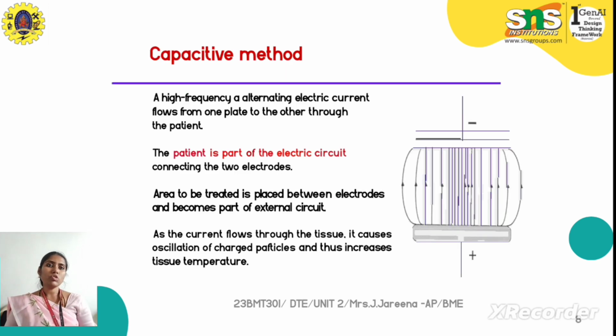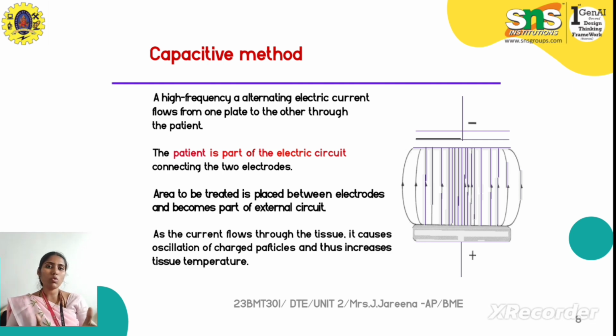So in capacitive method here we will be using two electrodes, that is one set of electrodes. So through these electrodes we will be passing the high frequency alternating current, which is nothing but shortwave high frequency radiation. So this high frequency current will pass from one electrode to another electrode to produce the heating effect.